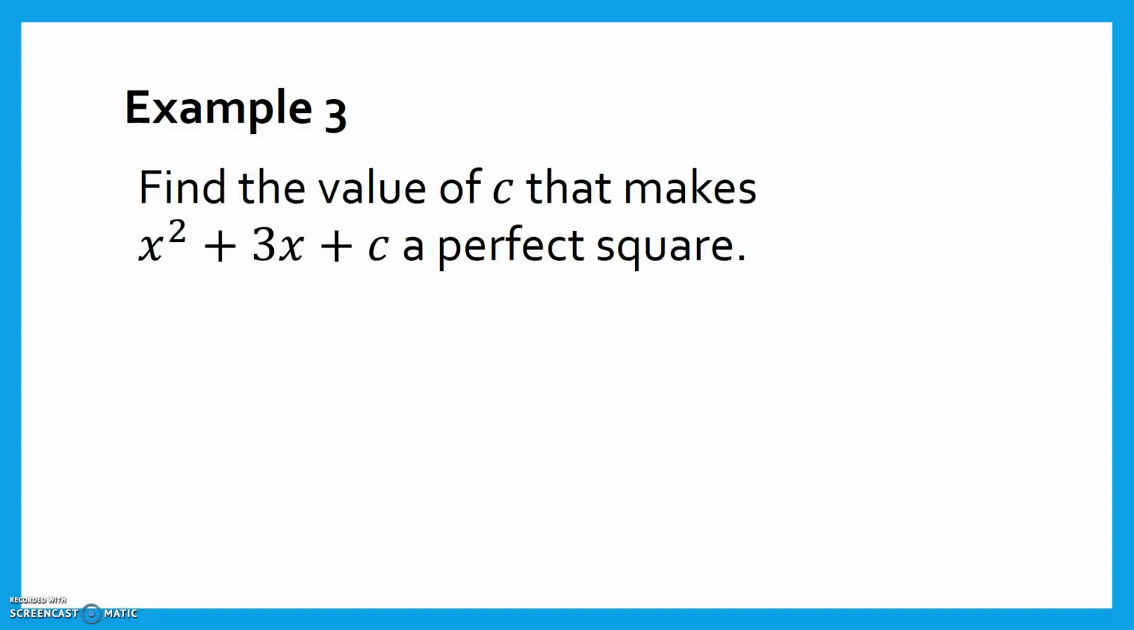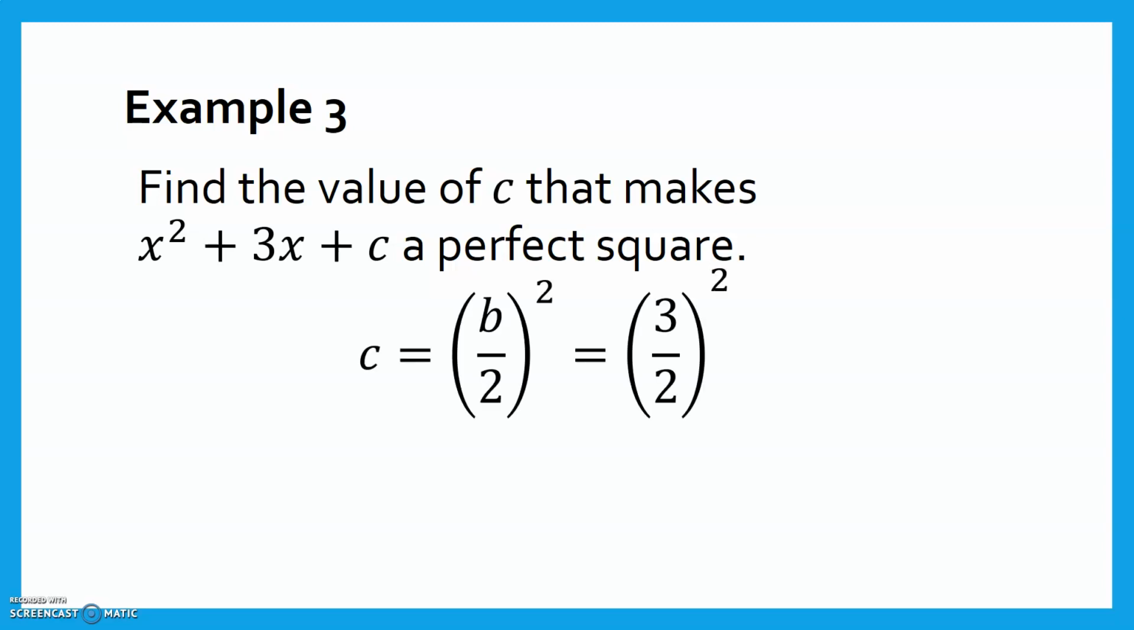Let's look at the next example. Find the value of c that makes x squared plus 3x plus c a perfect square. Well, b is 3. I know that c equals (b over 2) squared. So I have (3 over 2) squared.